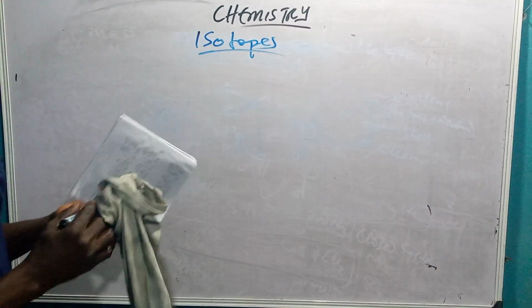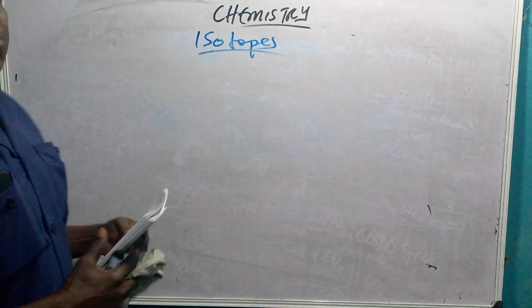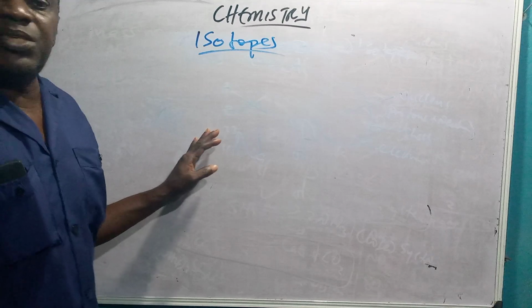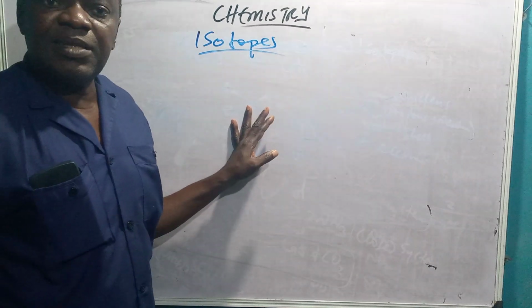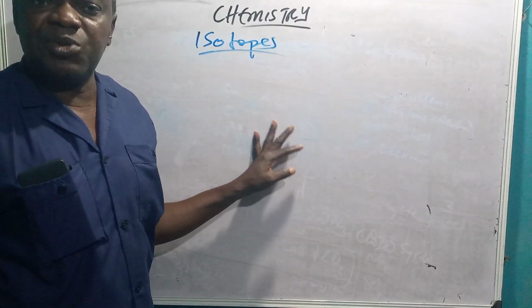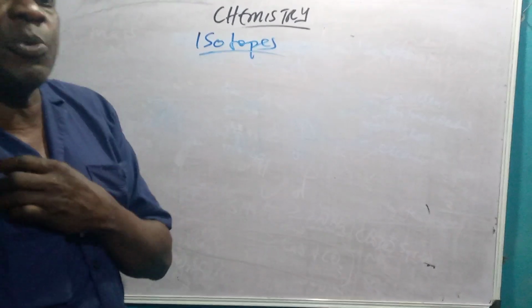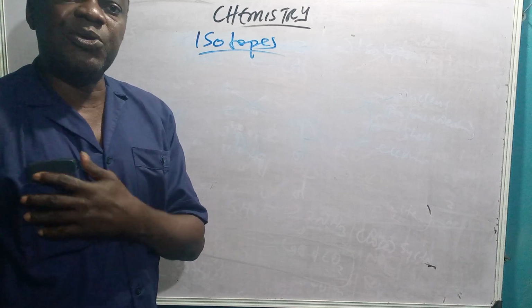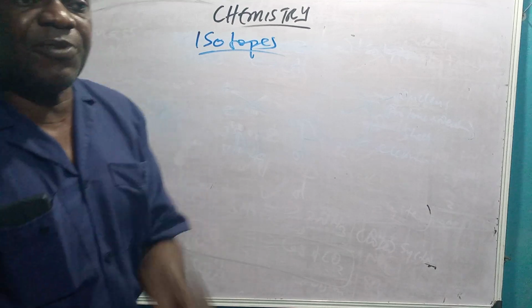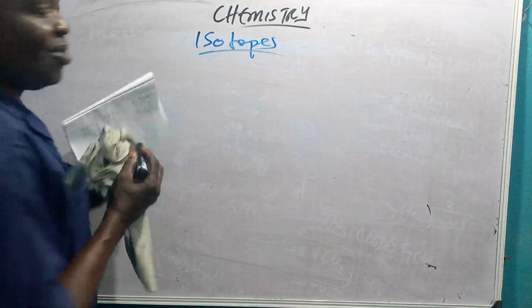Isotopes, by definition, are atoms of the same element with the same atomic number, that is the same number of protons, but different mass number. The phenomenon is called isotopy. The reason why they exhibit that phenomenon is because of a different number of neutrons. Don't ever forget that. Neutrons cause it to occur.